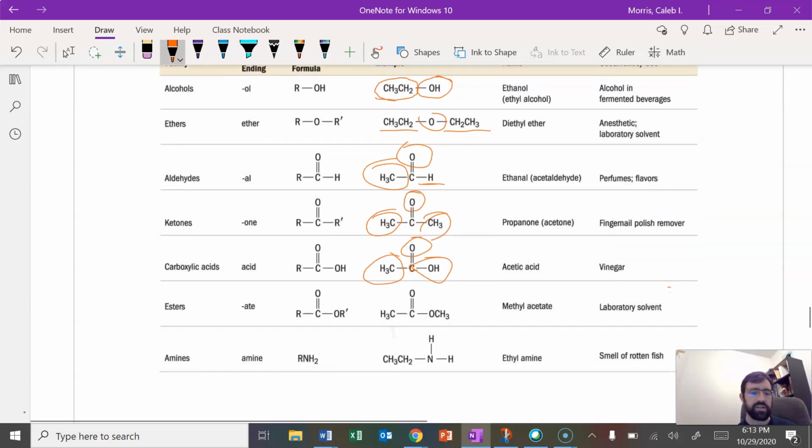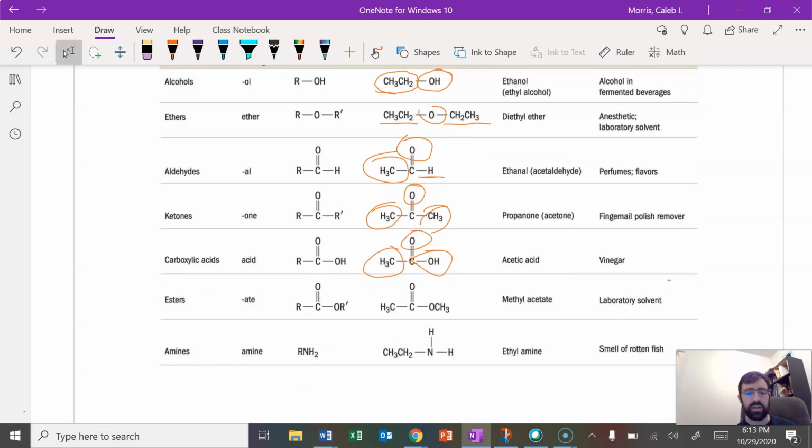And then we've got esters, where you've got an R group, which means it's just a carbon and hydrogen group. Over on the other side is an oxygen that is then bonded to a carbon group, and then we've got a double bond to an oxygen there. And then amines have nitrogen in them. You're not expected to memorize all of this. It's more just for your information.